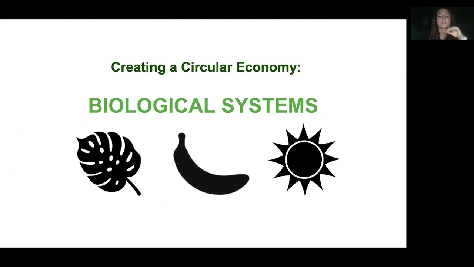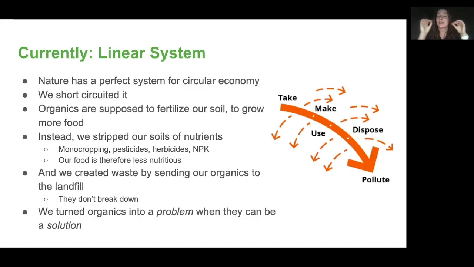This is a much shorter section of the presentation because the system is naturally perfectly cyclical. So we don't have to do all of this stuff. We're talking about the biological systems, meaning the resources and processes already provided to us by nature. We have a perfect circular economy already built in nature, and we short-circuited it and made it linear. We broke it and we just have to let it do its thing. Modern civilization has disrupted the natural organic cycle and replaced it with this linear economy model, which again, take, make, waste.